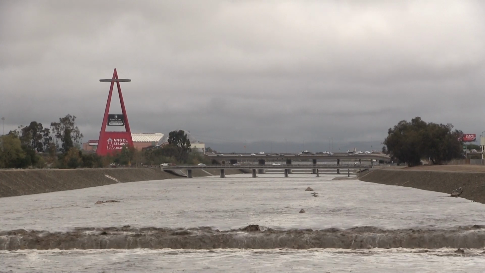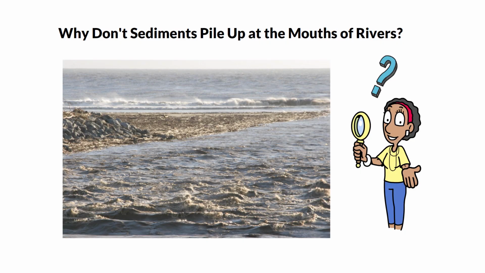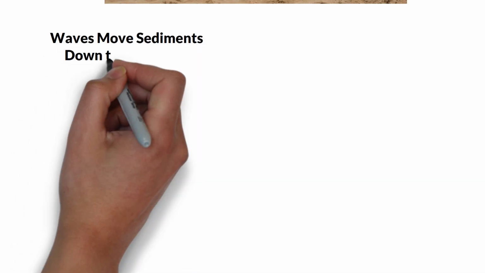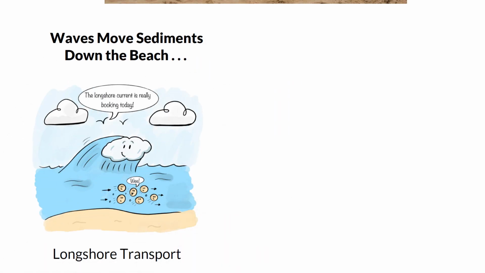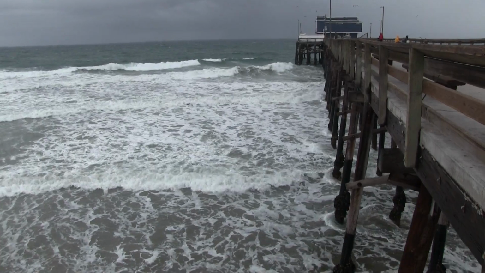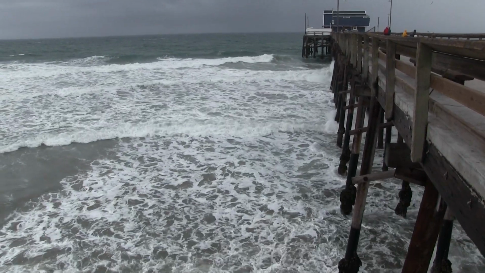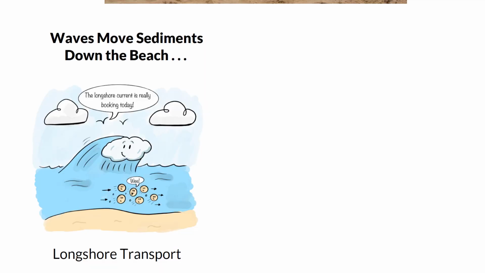The downstream transport of sediments by rivers raises one critical question: why don't sediments pile up at the mouths of rivers? The answer lies in waves. Waves pick up where rivers leave off. Waves move sediments down the beach. Perhaps you've experienced this current along the shore. Ever go out swimming only to find yourself a good distance from where you entered? That's because waves striking the beach at an angle generate a current of water along the beach. This current is called the longshore current. The movement of sediments by the longshore current is called longshore transport.